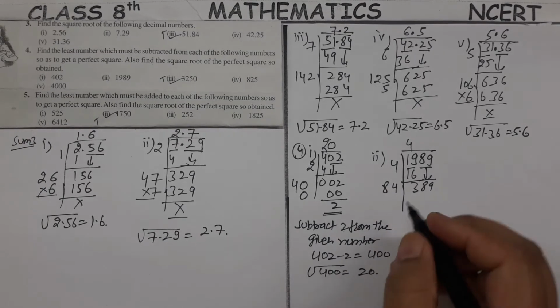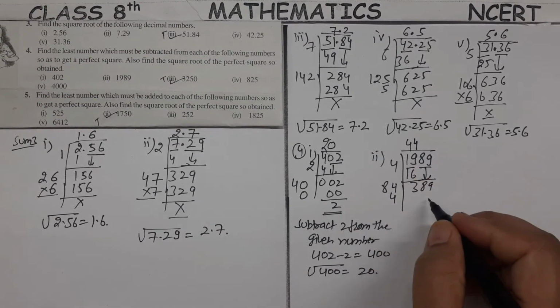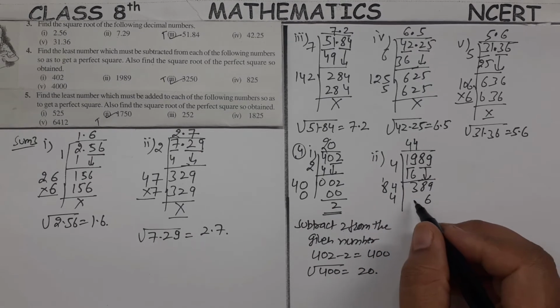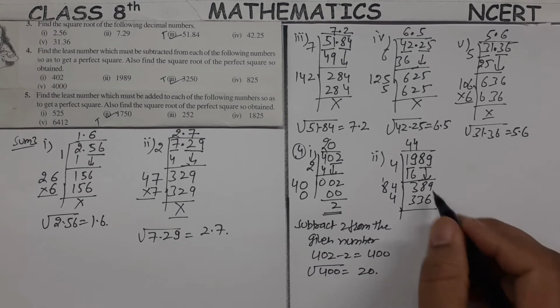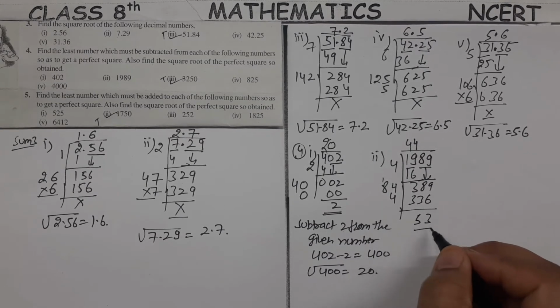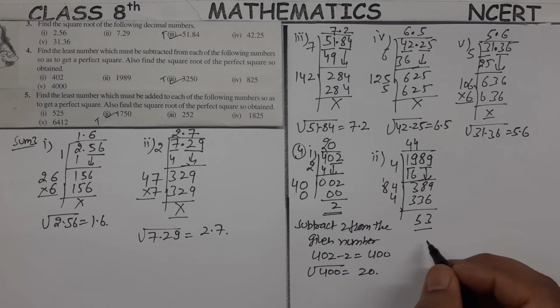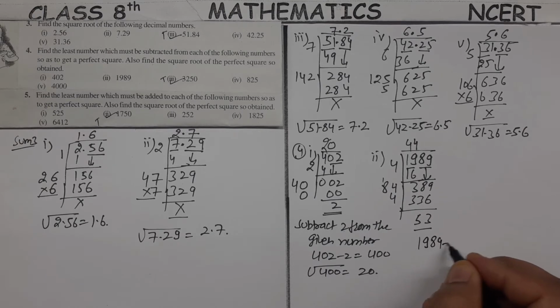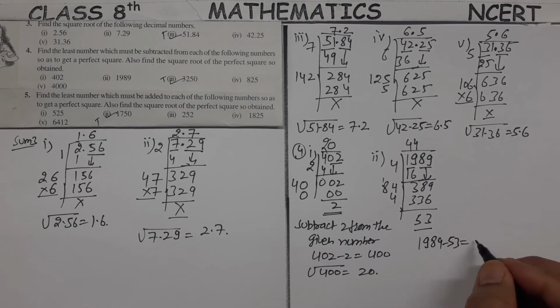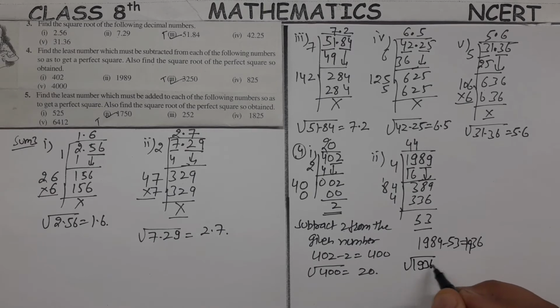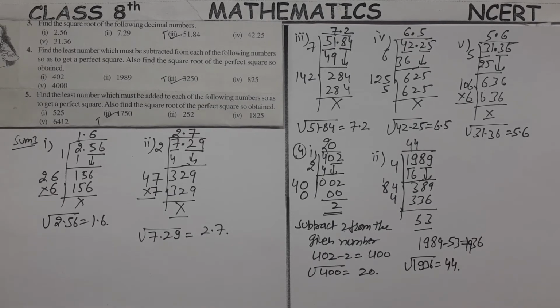Now I am putting 4 here, multiplied by 4. 4 fours are 16, carry 1. 4 eights are 32, 32 plus 1 is 33. Subtract: 53 is the remainder. That's why we subtract 53 from 1989. We have 1936. Hence the square root of this number is 44.